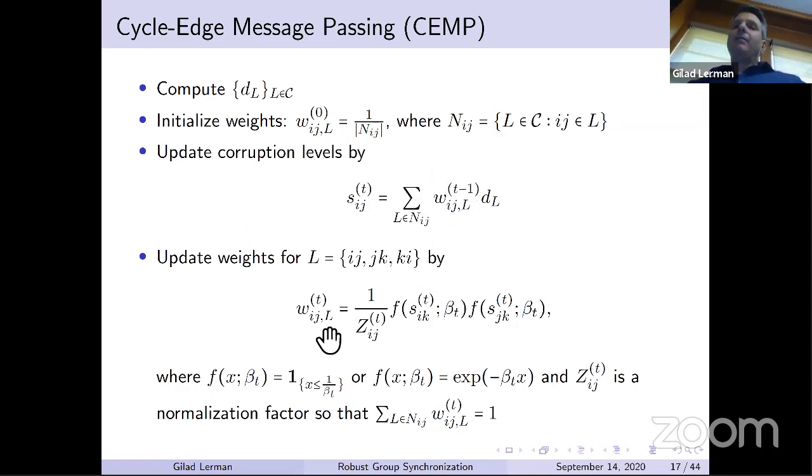Later, we update the weights given the information that we have on the corruption levels. So we have some reweighting functions, and in theory we prove things for two kinds of reweighting functions. In practice, we like to use the exponential ones, but let's focus on this function.